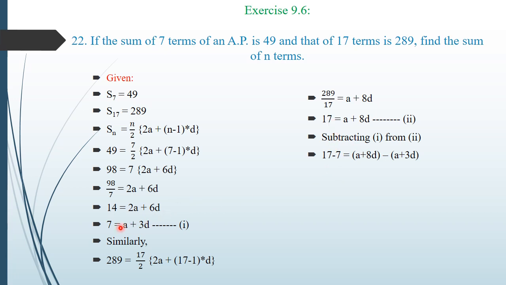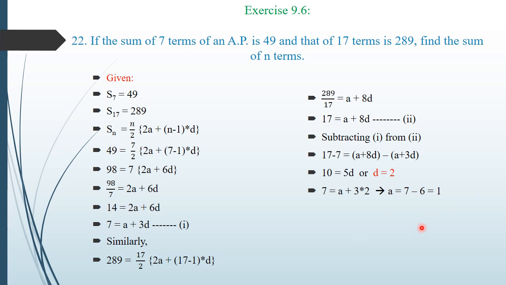When I do that, 17 minus 7 is equal to a plus 8d minus (a plus 3d), that I have represented here. 17 minus 7 is 10, a plus 8d, and when I open this bracket, minus a minus 3d. So plus a and minus a get cancelled. 8d minus 3d is nothing but 5d. Therefore, I get the value of d is equal to 2 here. Then I'll substitute the value of d in equation number 1. When I do that, 7 equal to a plus 3 into 2. Therefore, when I solve this for a, I'll get the value as 1 here.